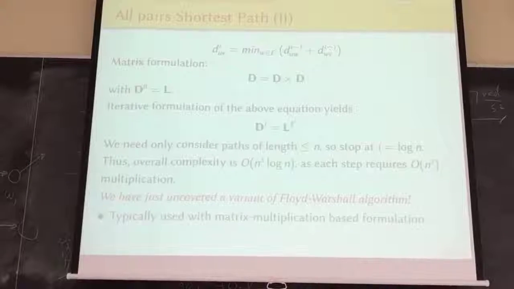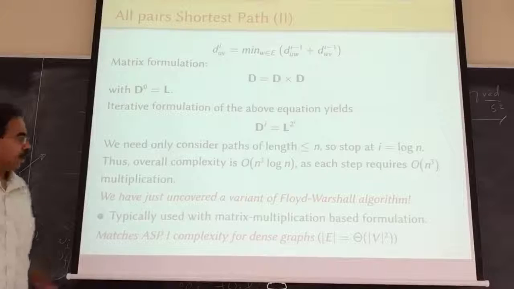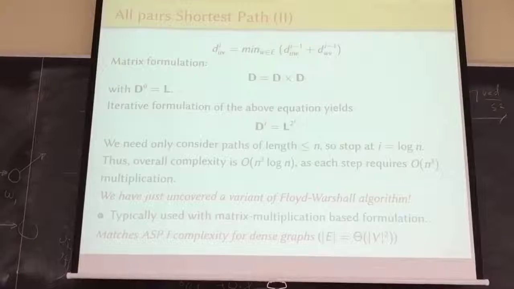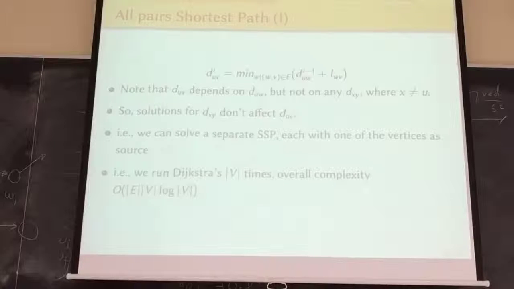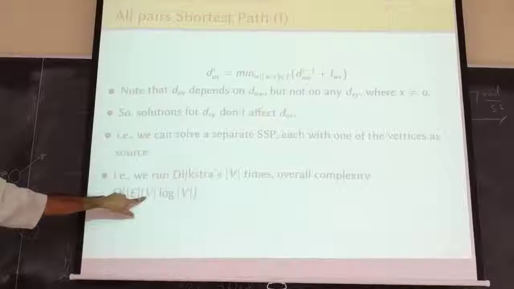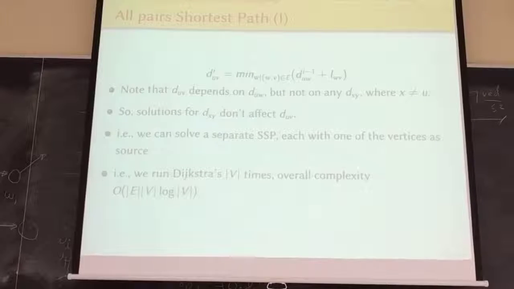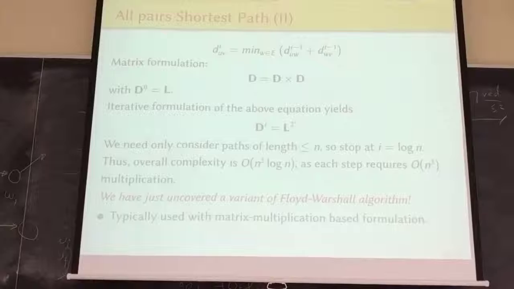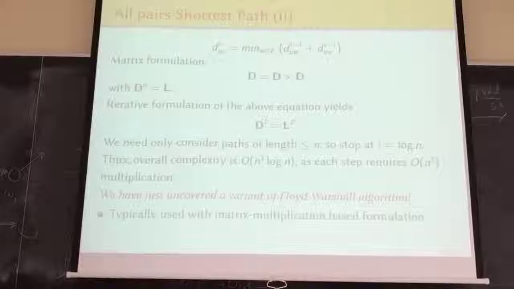If you look at the previous slide, if you take a dense graph, E will be n squared, so this will be n cubed log V. So running Dijkstra's n times is going to yield the same complexity as Floyd-Warshall in a dense graph.